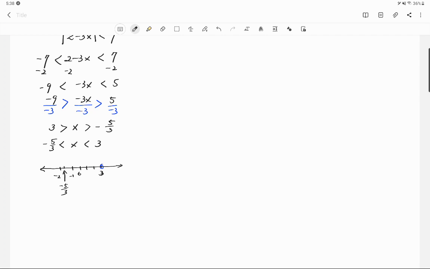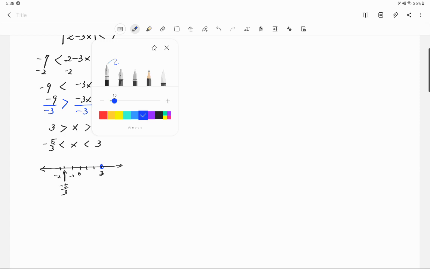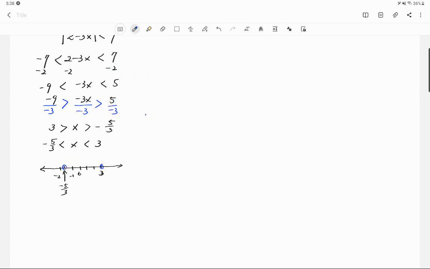So this part is negative 5 over 3. So starting from negative 5 over 3 all the way to 3. But the endpoints are not included because there's no equal sign. Can you see it?